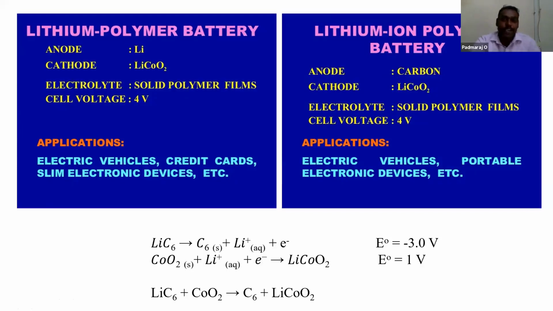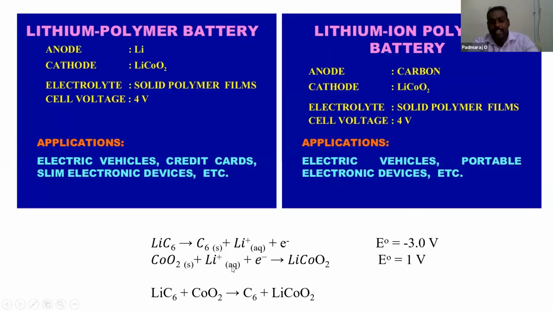So in the last slide I told you the basic difference between lithium and lithium ion. In this slide I told you about lithium polymer and lithium ion polymer. Understood? If you are using solid polymer electrolyte in a lithium battery, that is a lithium polymer battery. If you are using polymer electrolyte in lithium ion, so what is lithium ion? That is carbon as anode. Carbon used as anode means that is a lithium ion polymer battery.